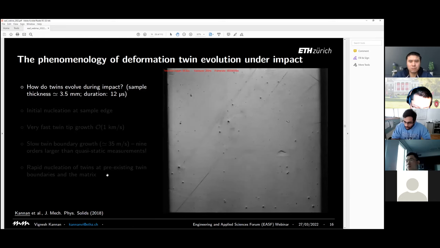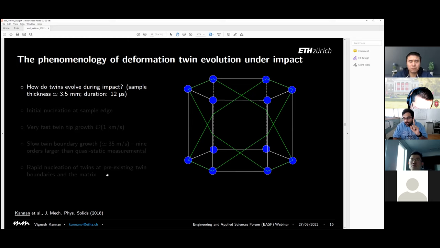This is an excellent question. One thing is, because we loaded it along specific orientations, we would nucleate twins. The experiment was designed to nucleate twins. That's why we compressed it along the horizontal direction. If we had compressed it along the vertical direction, we probably would not have seen any twins. That's the first thing.